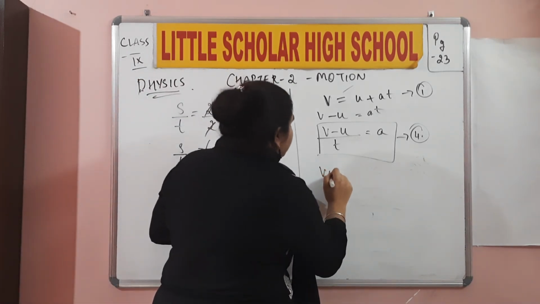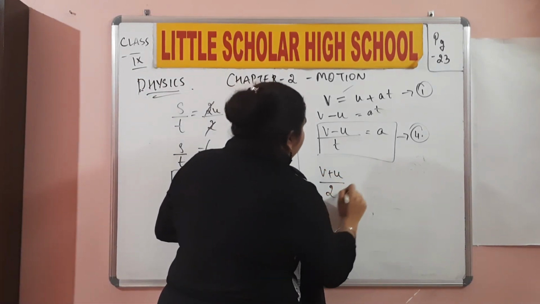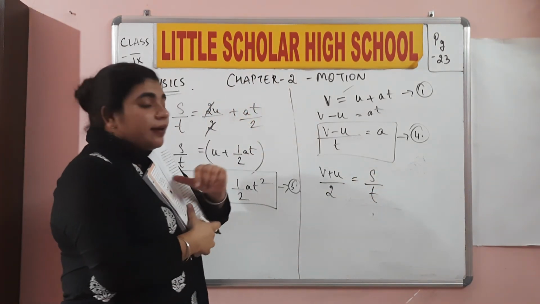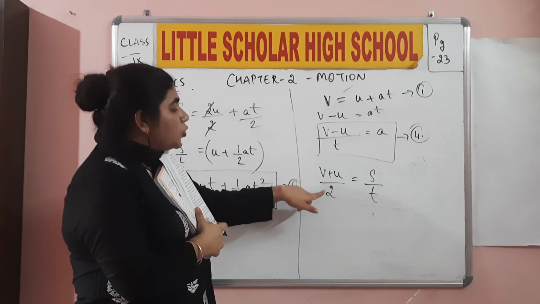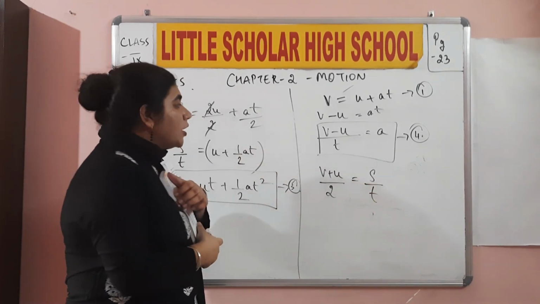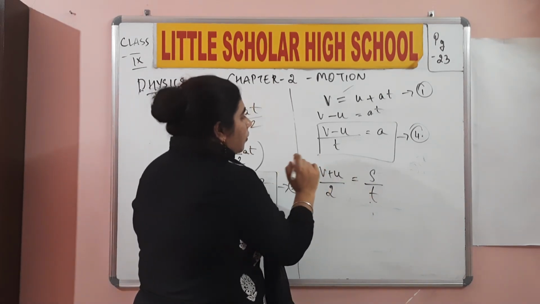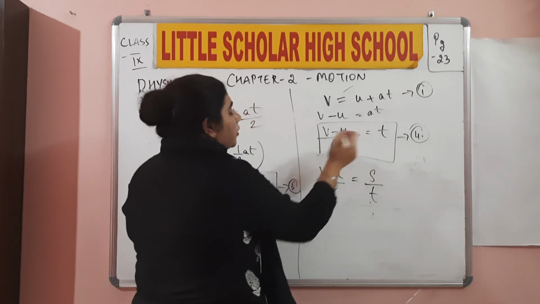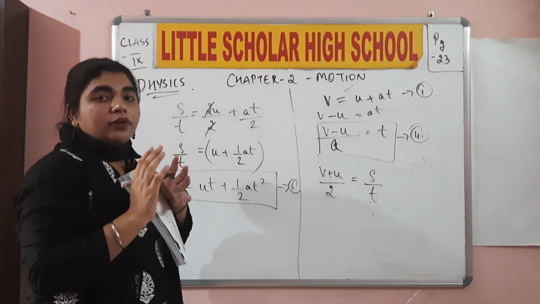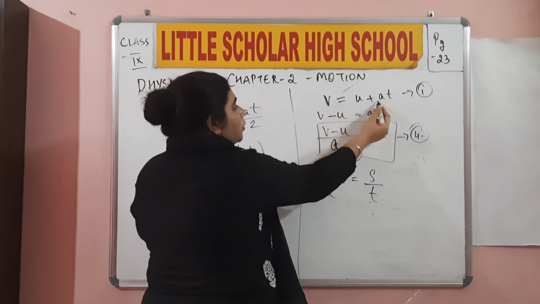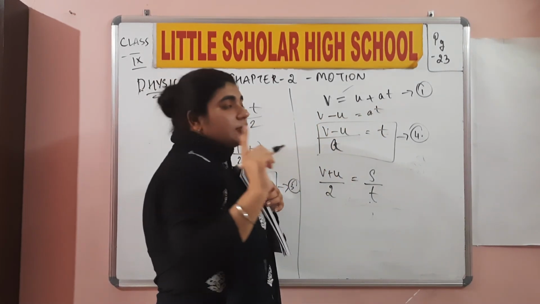And what was my equation number 2? It was V plus U by 2 is equal to S by T. You remember average velocity? Average velocity can be written as V plus U by 2 is equal to displacement by time taken. Did you understand? So in place of T, okay, let's write A over here and let's take T over here, because we wanted to substitute T over here. I'll recollect it again. V is equal to U plus AT. This was my first equation.